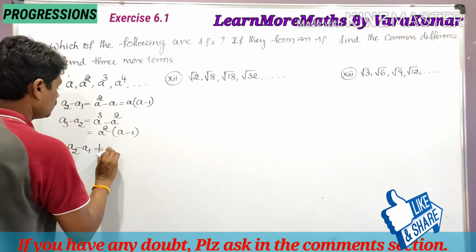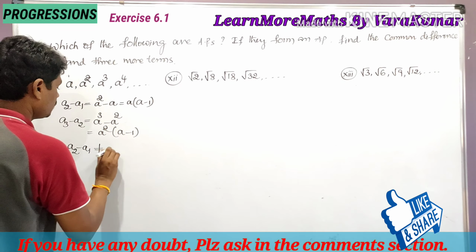Next, we have to solve the 12th bit: root 2, comma, root 8, comma, root 18, root 32 and so on. Student, again you have to find a2 minus a1. So a2 minus a1 is equal to root 8 minus root 2.